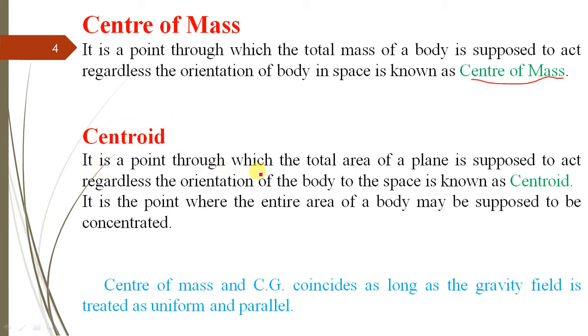Centroid is the point through which the total area of the plane is supposed to act, regardless of orientation of the body in space. It is the point where the entire area of the body may be supposed to be concentrated. Center of mass and CG coincide as long as the gravity field is treated as uniform and parallel.